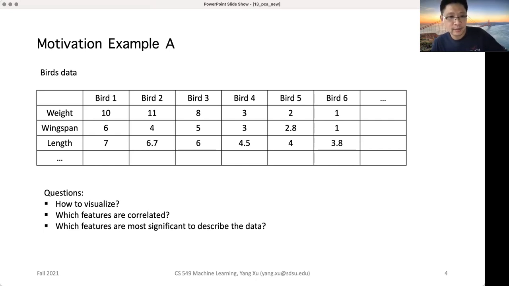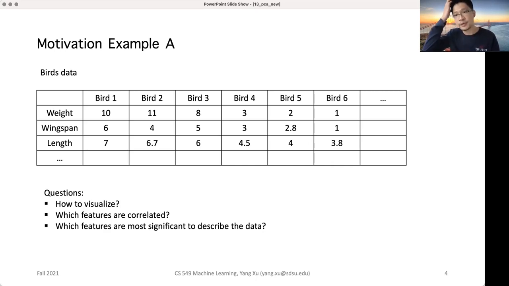Given such a data set, there are several questions that we wish to solve. First of all, how do we visualize it? It's still okay if we only have 3 features like weight, wingspan, or length, because we can use a 3D plot, using these 3 features as axes. But what if we have more features? What if we have other features like the color, or the length of the feet or the tail? All those features come into this data.